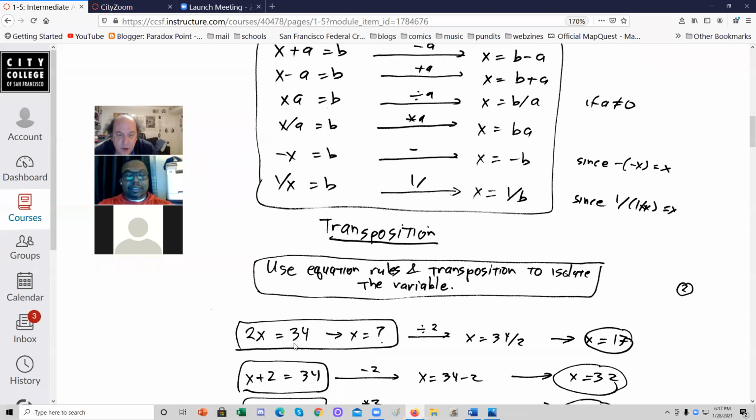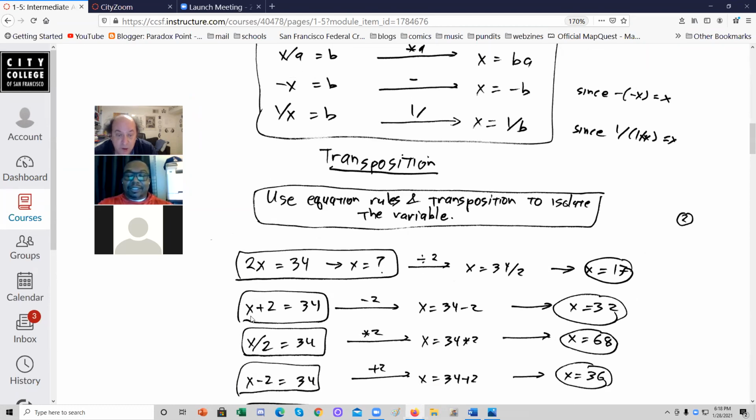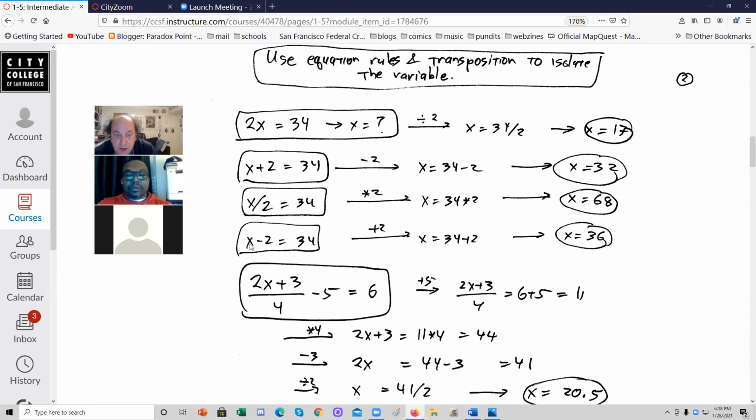For example, 2x equals 34, for what x? Well, there's a 2 in front of the x, times x, so we divide both sides by 2. And so we get x equals 34 over 2, so x equals 17. X plus 2 equals 34, we subtract 2 from both sides. Get x equals 34 minus 2, or x equals 32. If x over 2 equals 34, then we multiply both sides by 2. The 2 cancels on the left. Get x equals 34 times 2, which means x equals 68. And if x minus 2 equals 34, we add 2 to both sides. Get x equals 34 plus 2, so x equals 36.